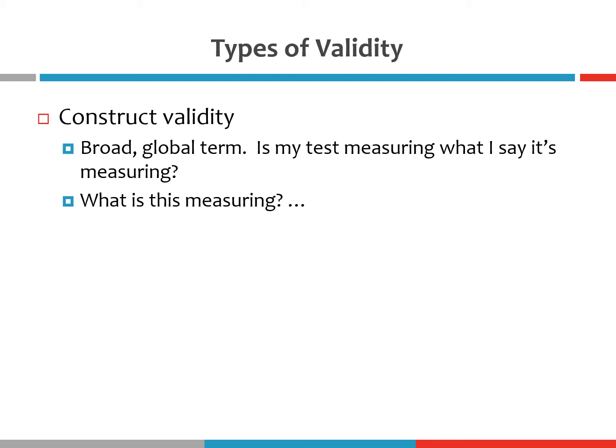Maybe one of the easiest ways to assess construct validity might simply be to look at a test and say, okay, what is this particular test measuring? But for a lot of psychological constructs, simply looking at a test won't necessarily be an obvious indicator of what it's measuring. So let me show you some examples.